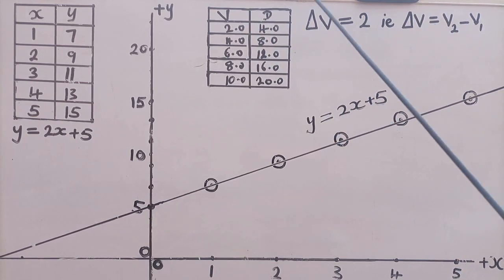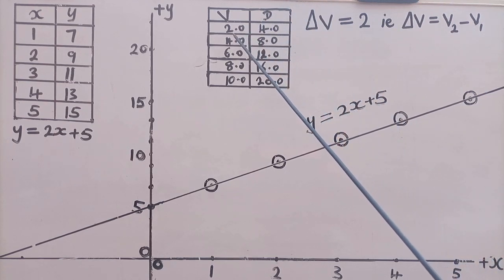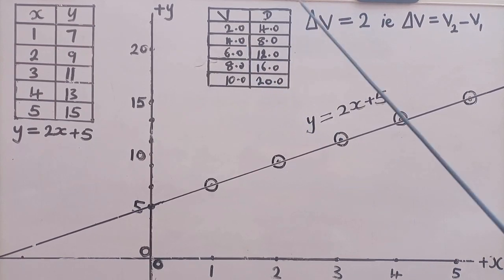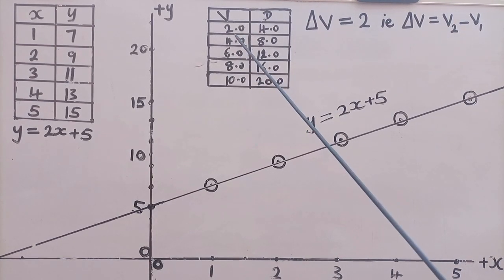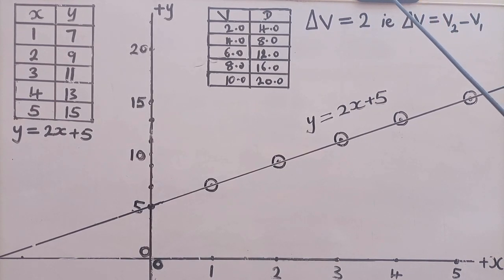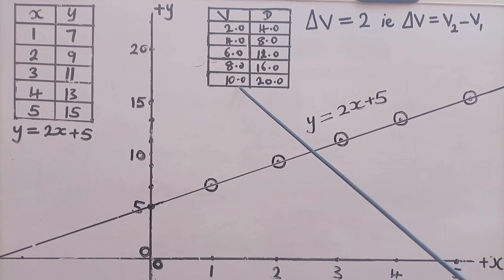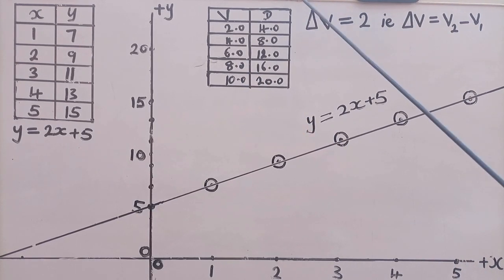is equal to 2. If we are comparing 4 to 6, our V2 is 6 and our V1 is 4. So the change in volume is equal to 6 minus 4. The same thing is going to happen if you keep going down. Now, what about this column?